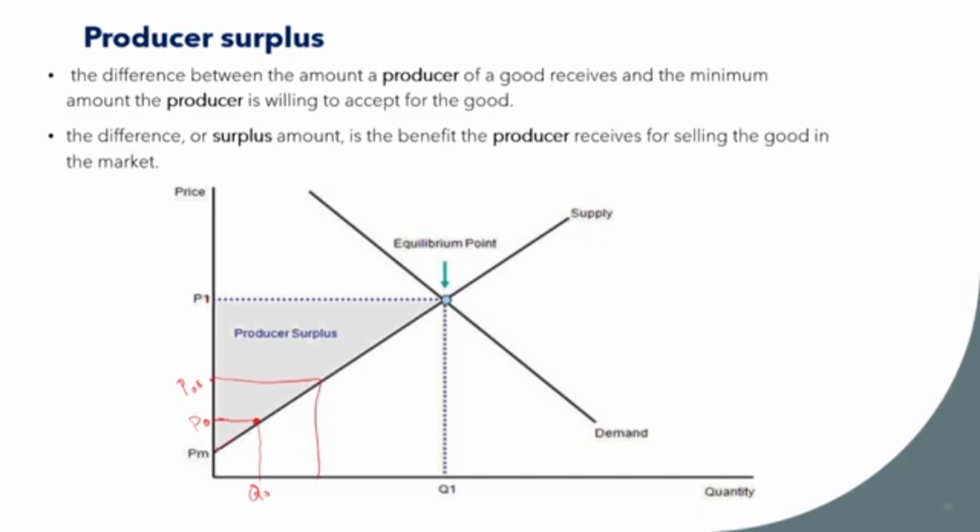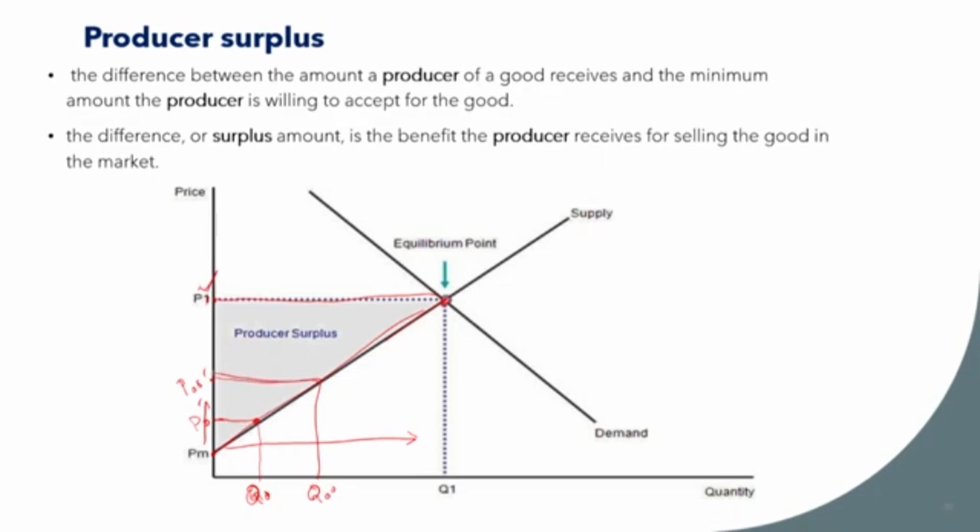That means, for all this area, PM is the minimum price they are willing to accept. When the prices keep on increasing, they are willing to supply more and more. That's how we define the law of supply: when the price increases, they are willing to supply more. So all the area above the supply curve but below the market price is what they are willing to supply. But because of the demand and supply equilibrium, the market price is P1. Even for the quantity Q naught they are selling, they get the price P1, and even for Q double naught, they also get this P1.